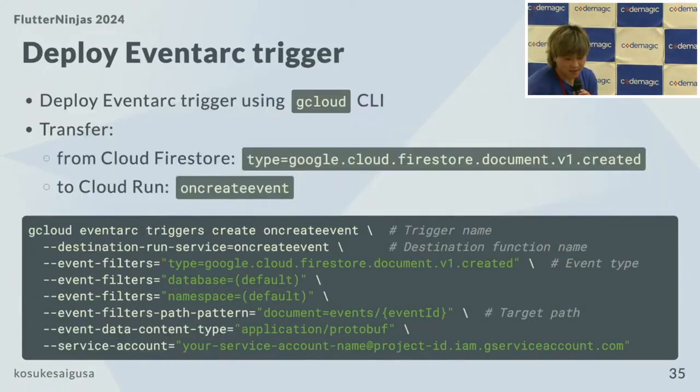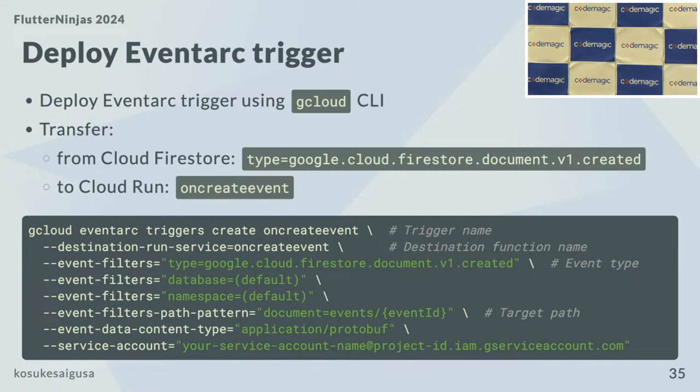So then, in order for the function to be triggered, you also need to deploy an Eventarc trigger to GCP, not only the function itself. So you need to make a trigger on GCP. In order to deploy an Eventarc trigger, you can use the gcloud CLI again. It's very simple. You need to use the gcloud eventarc triggers create command. It's a bit long, and you need to specify a lot of options this time. So the trigger name and the destination function name. It means the function name on Cloud Run, the destination function.